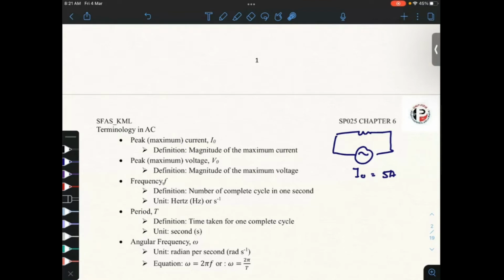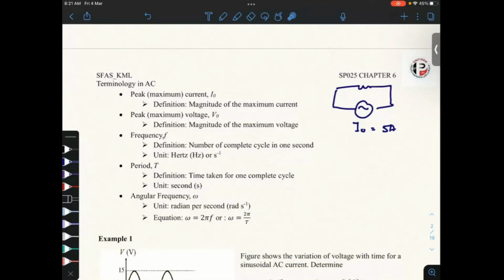And then you have frequency. Frequency is defined as the number of complete cycle in 1 second. Unit yang kita guna adalah hertz ataupun S-1. Okay, frequency ini selalu kita associate dengan omega kita, iaitu angular frequency. As you can see here, you have the last terminology that you need to know adalah angular frequency, iaitu omega. Unit untuk omega adalah radian per second, where you have equation omega is equals to 2 pi f ataupun omega is equals to 2 pi over t.